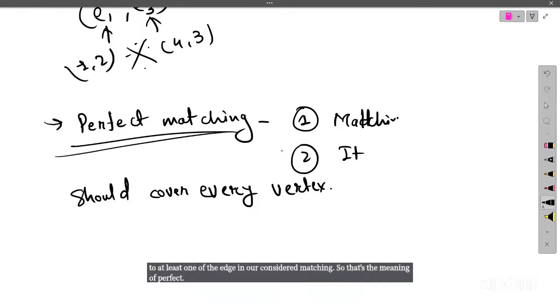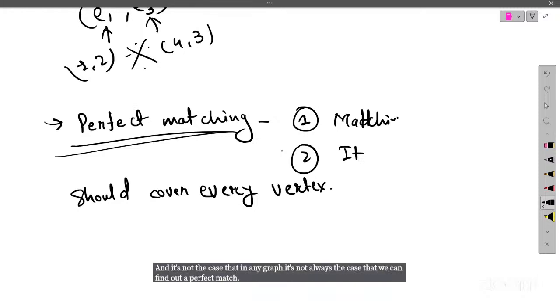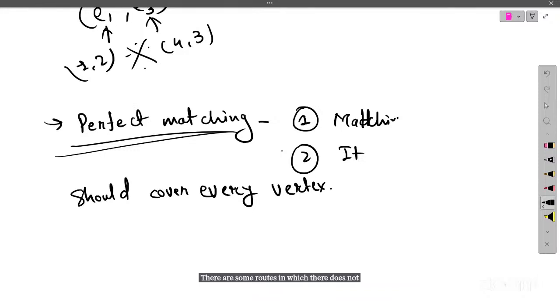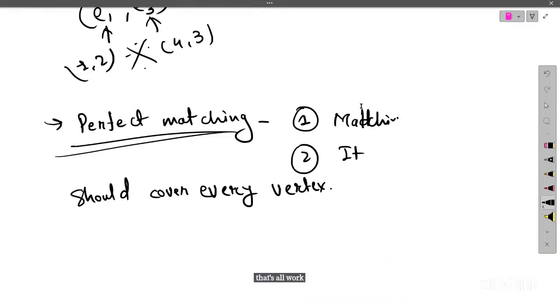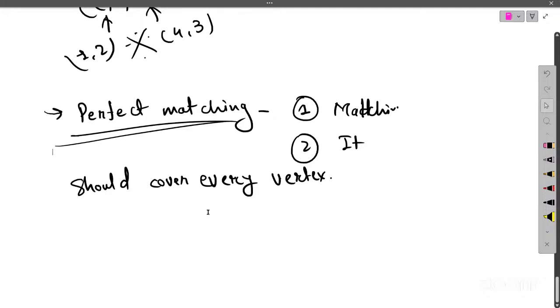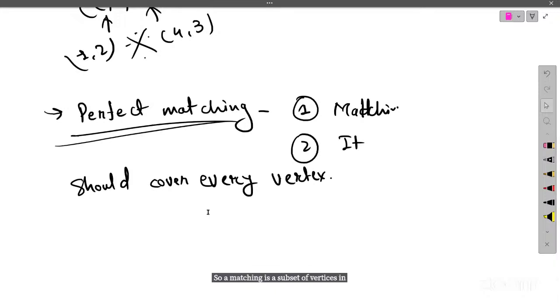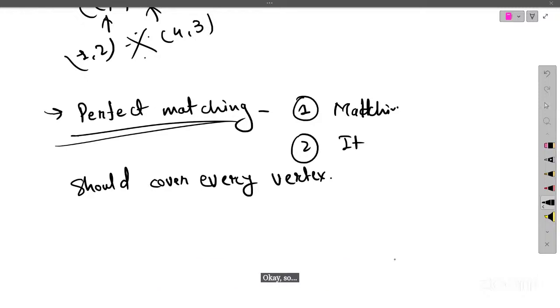And it's not always the case that in any graph we can find a perfect matching. There are some graphs in which there does not exist any perfect matching. For example, if you take a graph of five vertices in which every vertex is connected to every other vertex, in that graph you cannot find a perfect matching. That's homework for you. You can consider it. Okay. So a matching is a subset of edges in which every pair of edges should not share a common endpoint. Okay.